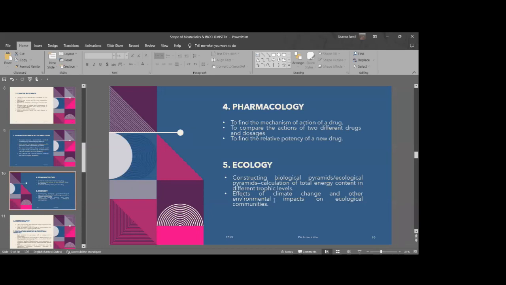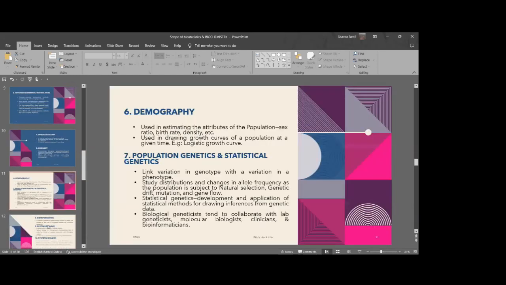Effects of climate change and other environmental impacts on ecology communities. This is a very hot topic for research these days, especially due to a lot of floods going on, earthquakes going on, and other natural disasters. So the next part is demography.